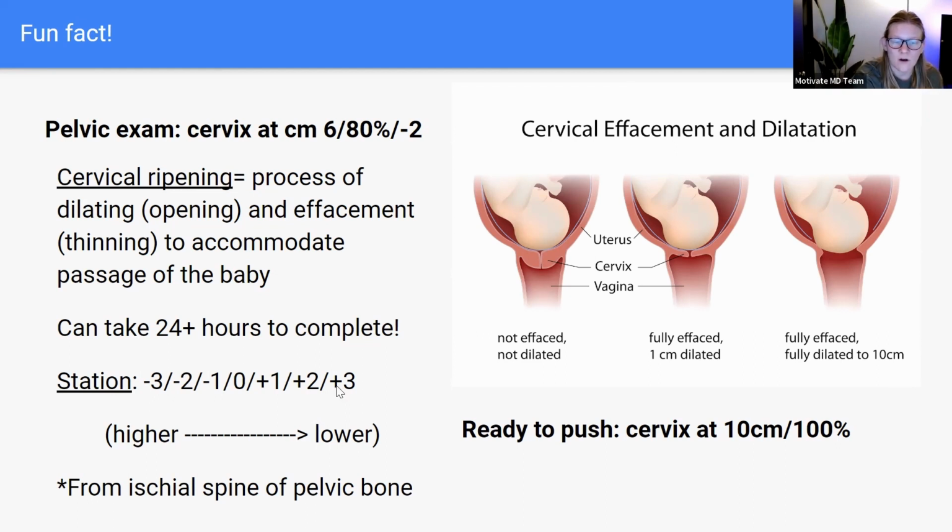So the closer we are to a positive number, like a +3, baby is about to come out right now. But then the ready to push phase is where the cervix is at 10 centimeters dilated and 100% effaced. So if you're not quite to 10 centimeters, then you're not ready to push.